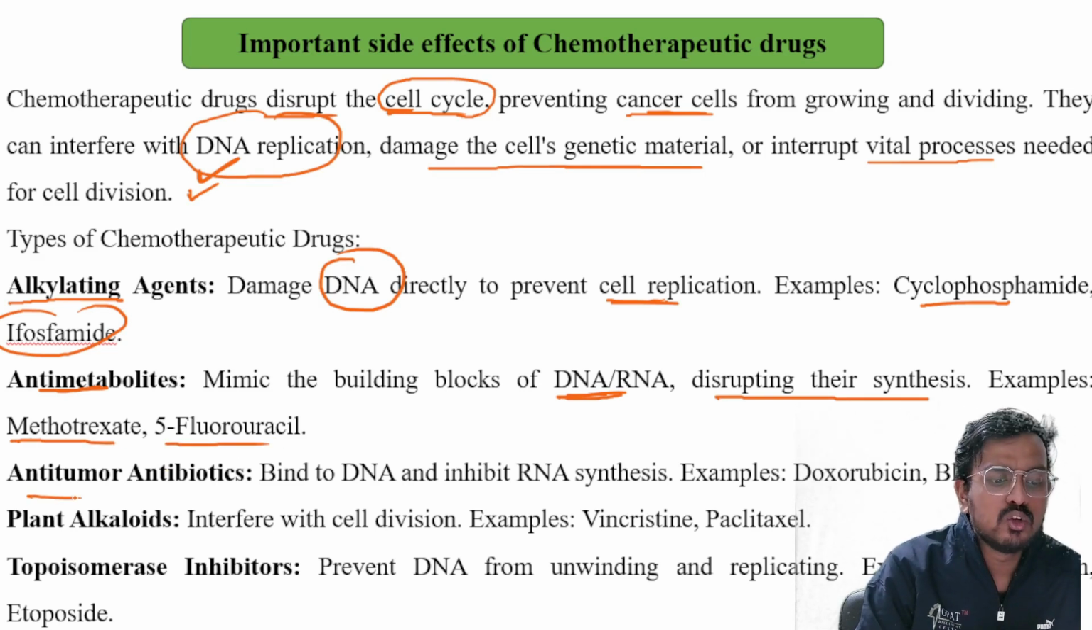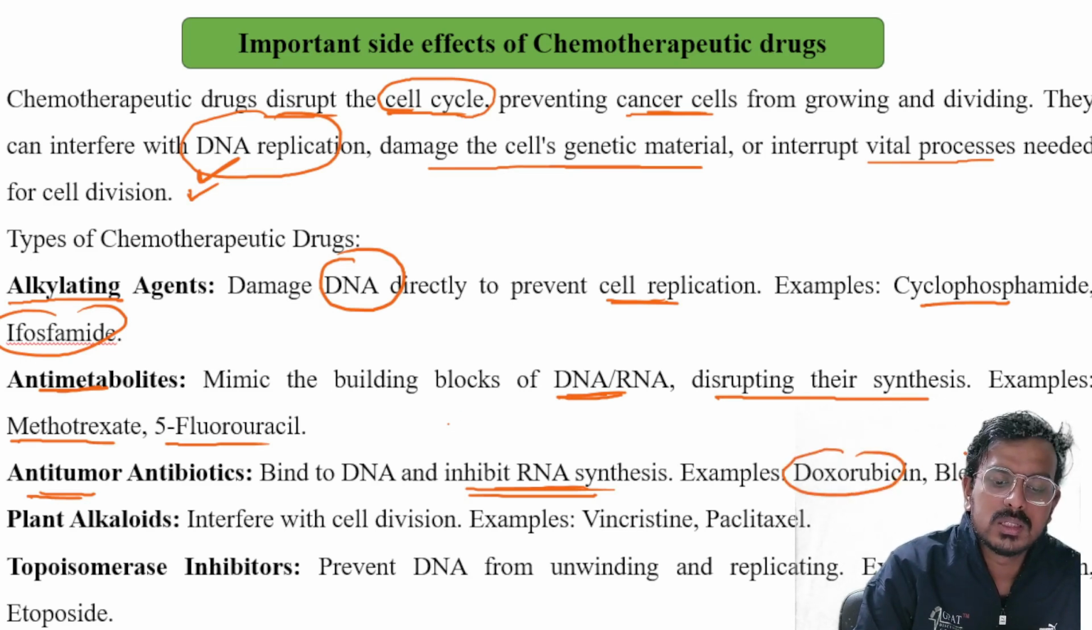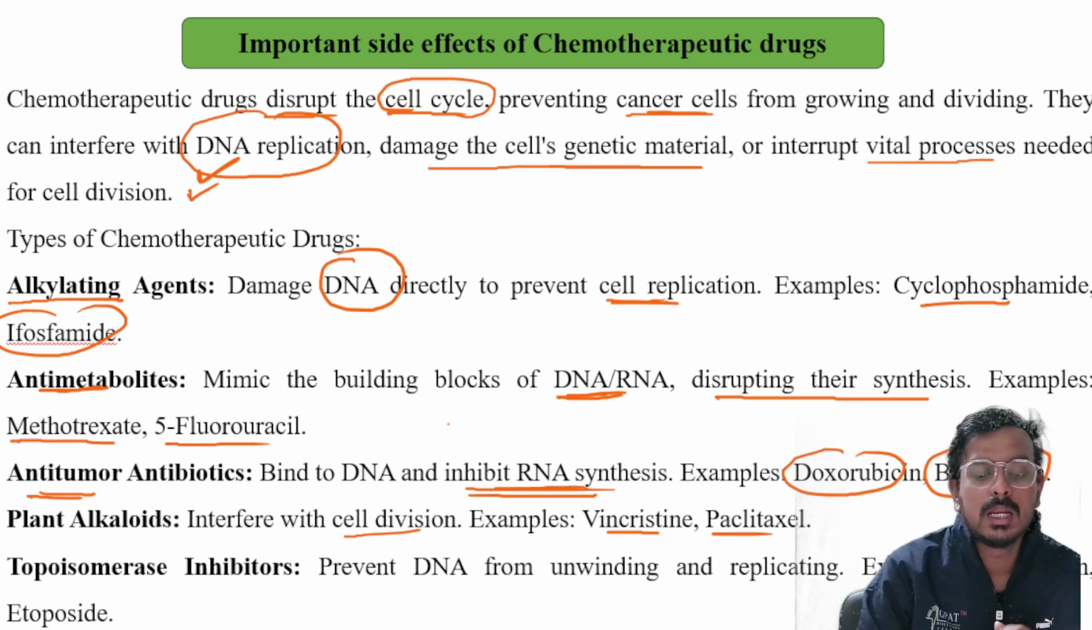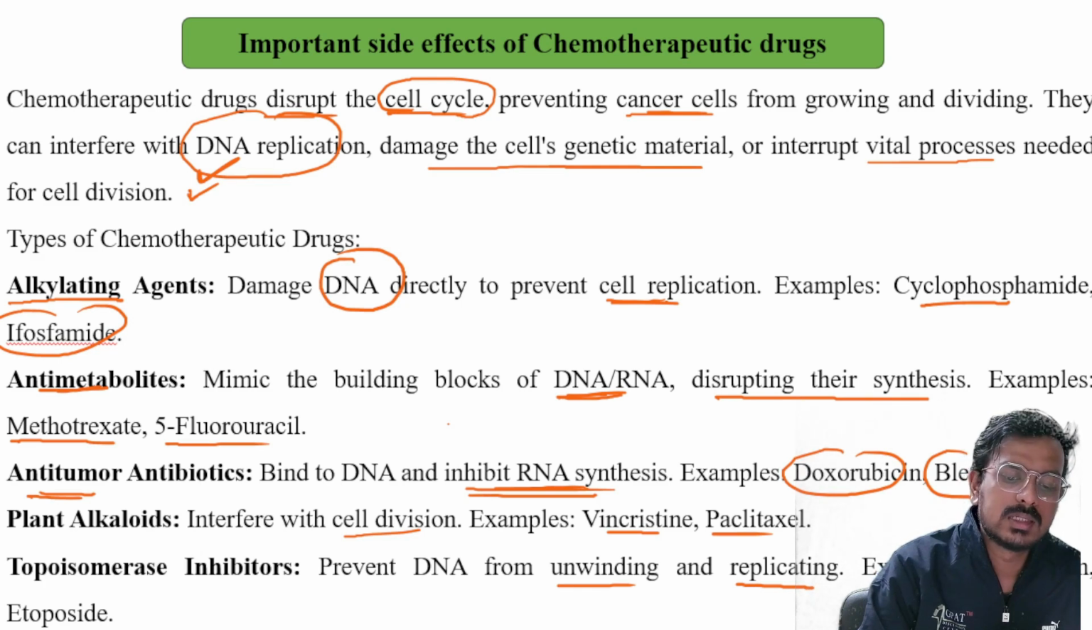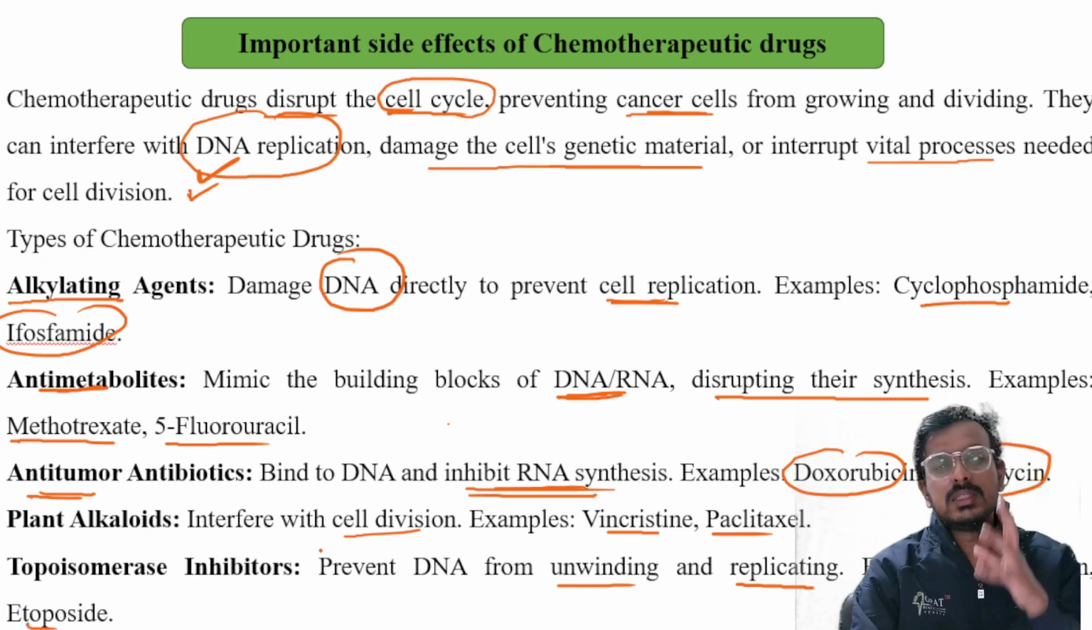Next are anti-tumor antibiotics. They bind to the DNA and inhibit RNA synthesis, which ultimately inhibits protein synthesis. Examples are doxorubicin and bleomycin. Plant alkaloids interfere with the cell division process. Examples are vincristine and paclitaxel. Next are topoisomerase inhibitors. They prevent the DNA from unwinding and replicating. Examples are irinotecan, etoposide, and topotecan. So these are the classes of the drugs.